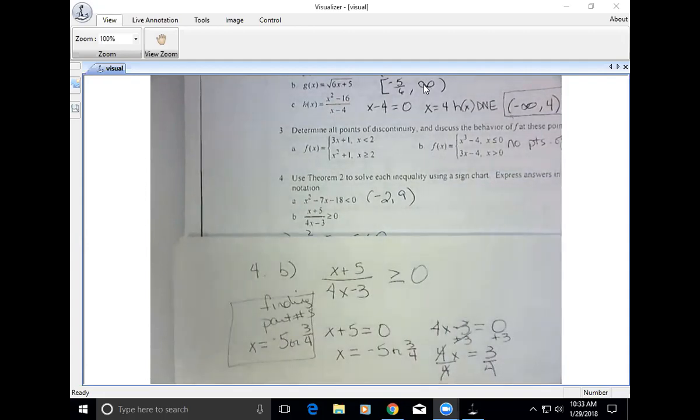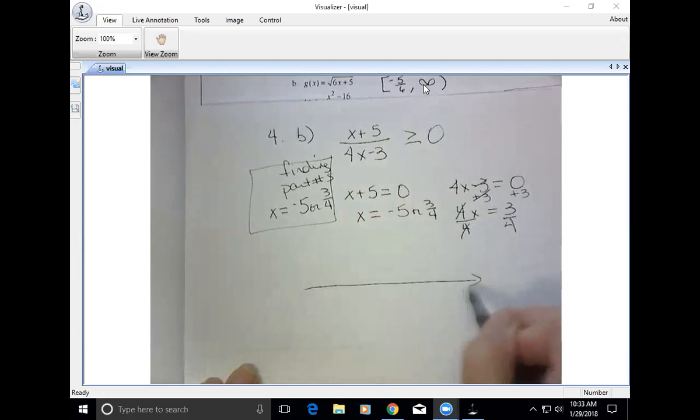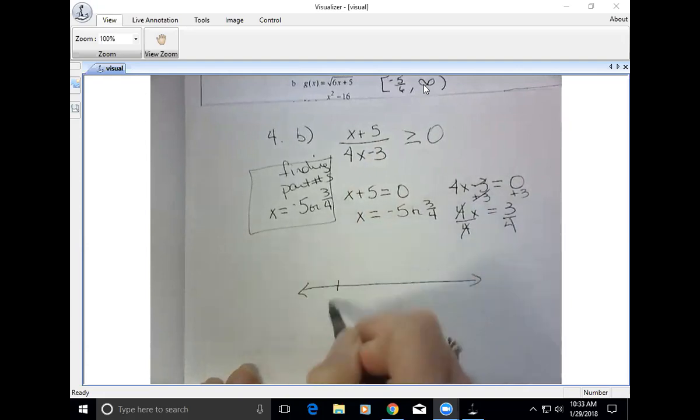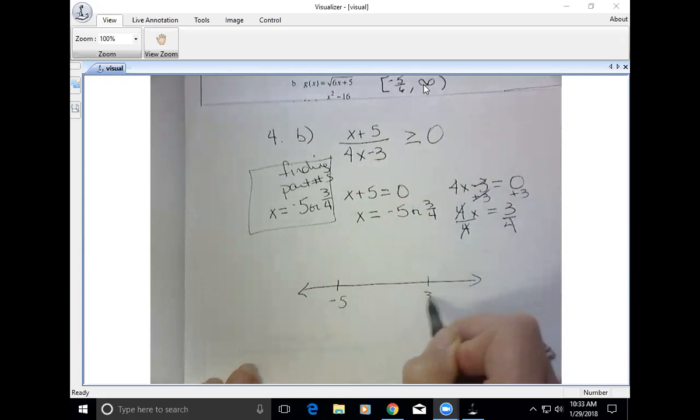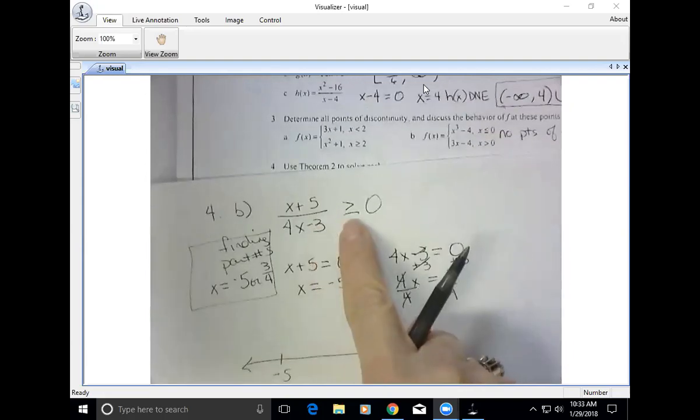All right, once I know those, what am I supposed to do with them? How about draw a number line? Yeah, let's do that. We're going to draw a number line where we put -5 and +3/4 on here. I'm going to have to pick values to the left of -5, in between the two, and then to the right of 3/4, so I can pay attention to signs. Because remember, we're looking for where this will give me a positive value or 0.